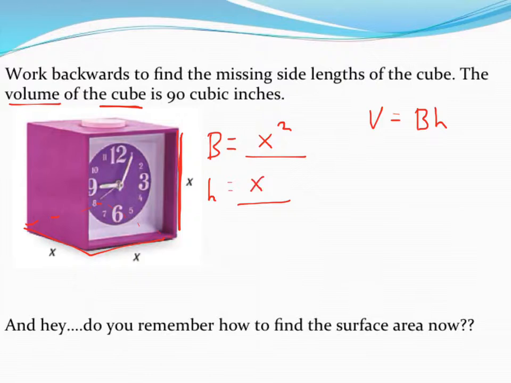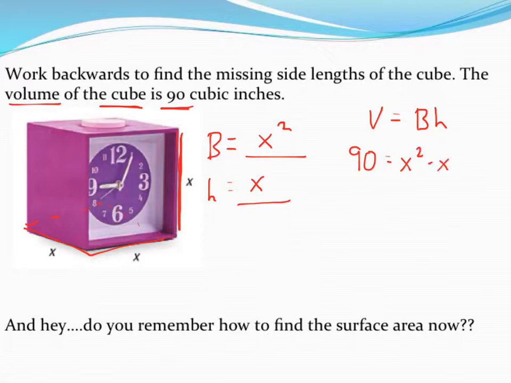So not all your problems are going to work out like this, where you have all the things unknown, but we'll follow a similar example. Find the area of the base and multiply by the height. So let's go ahead and plug this stuff into our formula then. They've given me the volume, so let's plug in 90 for the volume. The volume is 90. The area of the base is x squared. I'm going to multiply that by the height, which is x.